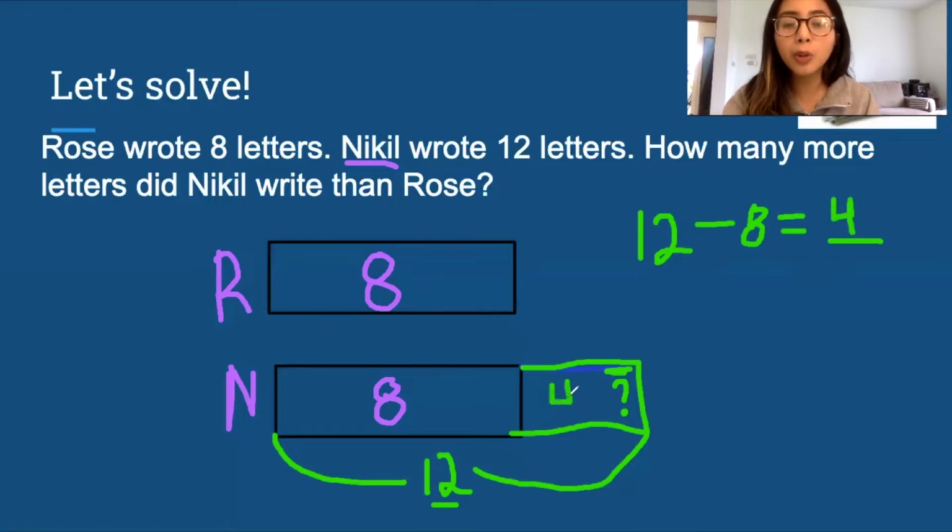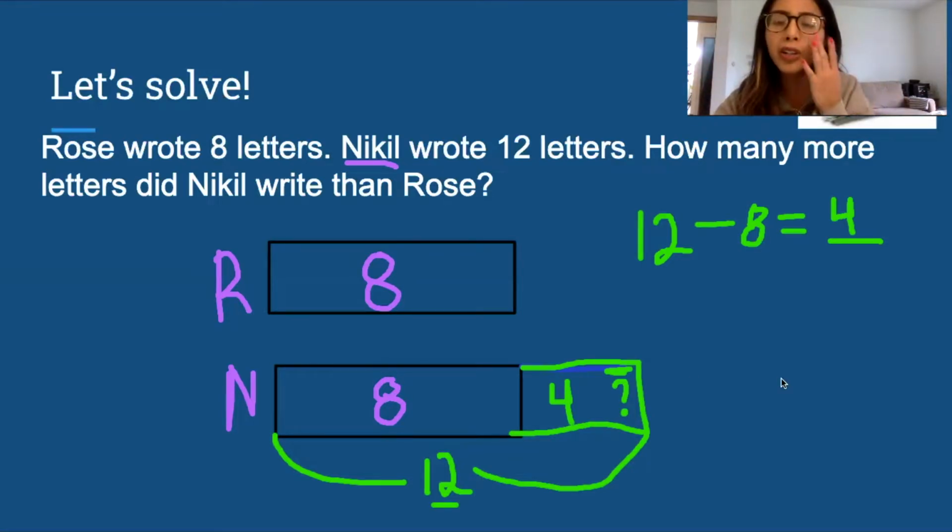So Nickel wrote 4 more letters than Rose. Rose only made 8. Nickel made 4 more than Rose. So I can even count that. 1, 2, 3, 4. She has 4 more that Rose did not have.